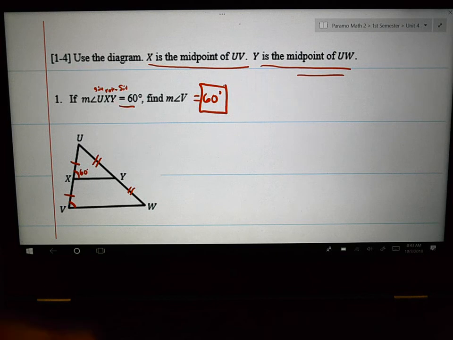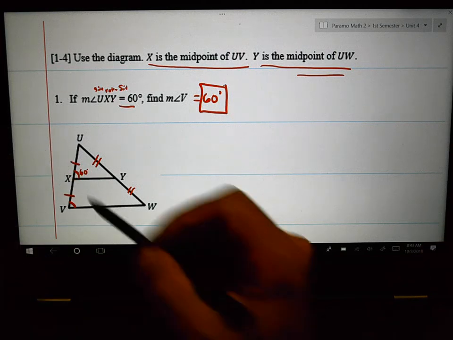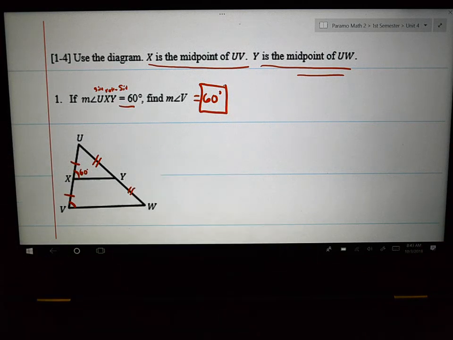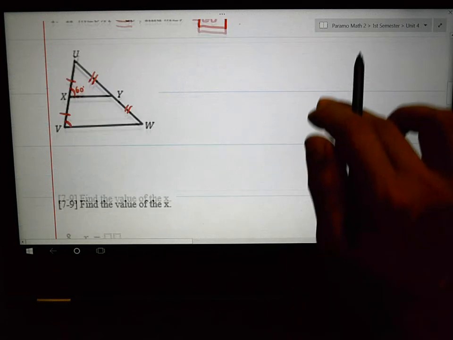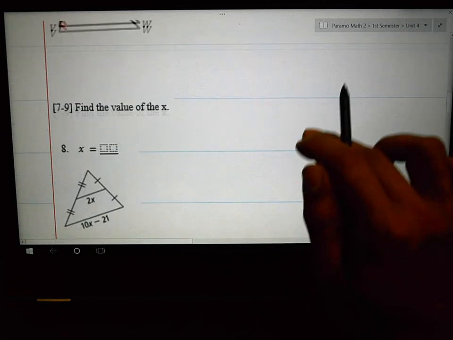Now, it did not ask you this question, but if we were doing a proof, the reason why you know it is 60 degrees is because these are certain types of angles. What type of angles are they? Say it out loud. Corresponding angles, just in case. Those are the reasons why you know it's to be true. I hope you got it. Let's go to number 8.